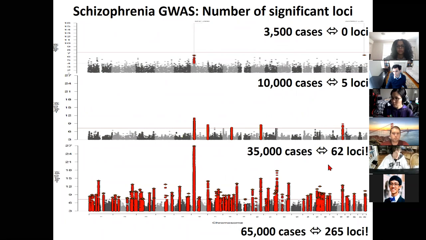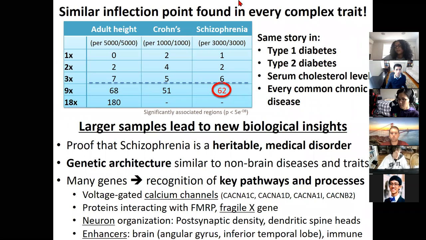Basically, this conviction that if you keep testing, if you keep finding more individuals, more and more and more cases, eventually you will have a lot of additional signal. You can see here, no loci with 3,500 cases, five loci with 10,000 cases, and 62 loci with 35,000 cases, and now 265 loci with 65,000 cases. And then that same inflection point is found in nearly every complex trait.